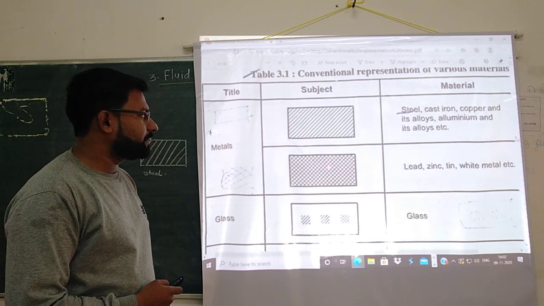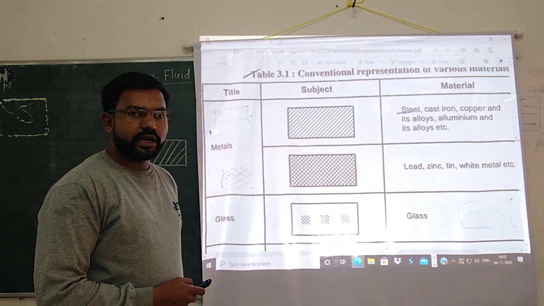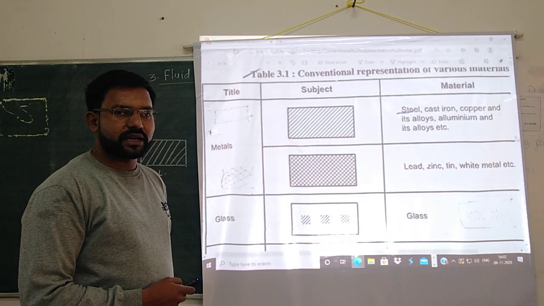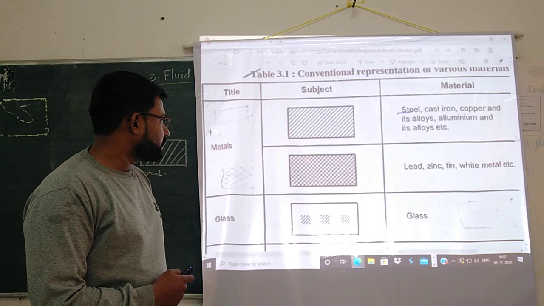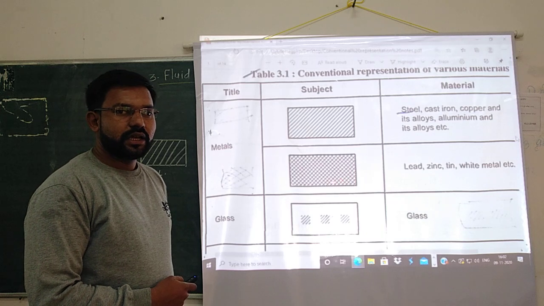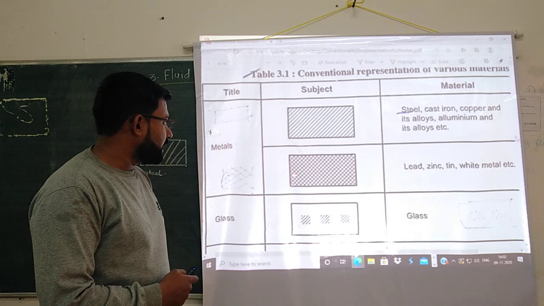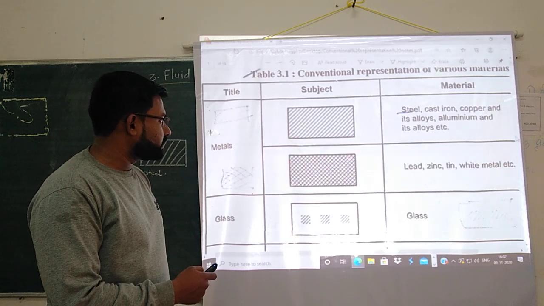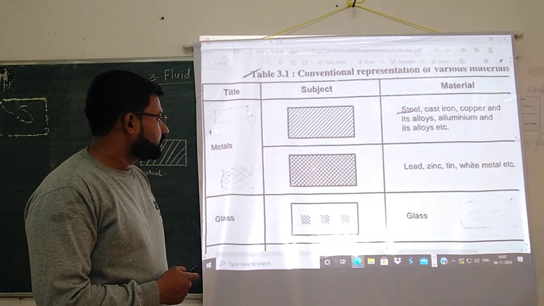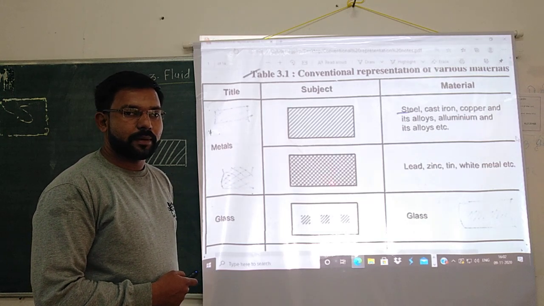The next sub-classification in metals is the metals such as lead, zinc, tin, white metal. For these materials the convention is different. Again you have to draw a rectangle of any appropriate size. In that rectangle first draw the lines which are inclined towards left, then draw the lines which are inclined towards right, and these lines are also equispaced at a distance of 2 to 3 mm apart.